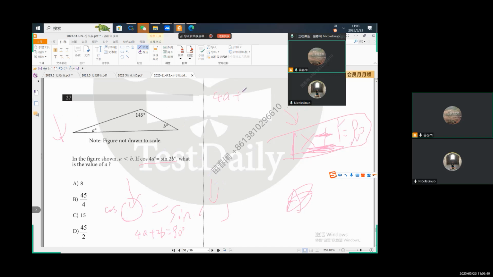Can you do it from here? How do I know? Because now you have two variables you have to solve, right? Yeah, but there is something else we haven't used. 143. Oh, so 4a plus 2b also equals 180 minus b. So a plus b is 37 then, right? How come it's a plus b, not 4a plus b? Oh, because okay, that's a reading. I see. You have the right angle.